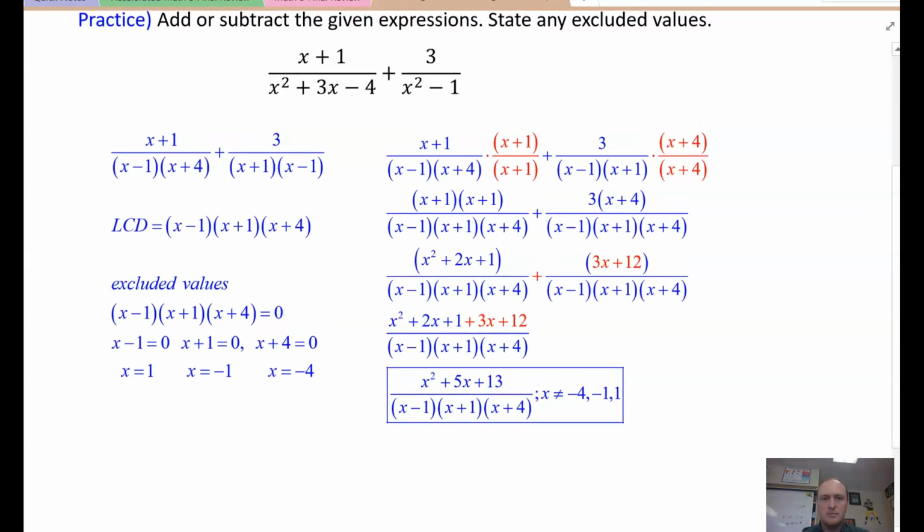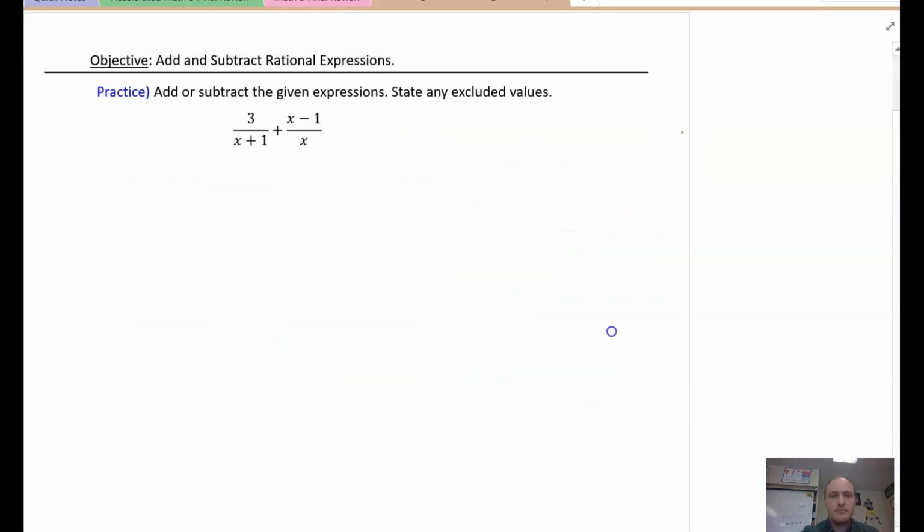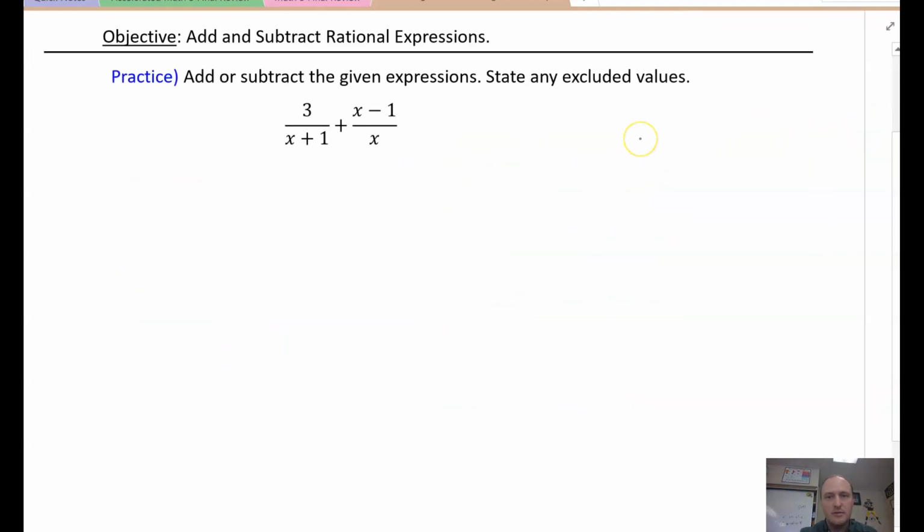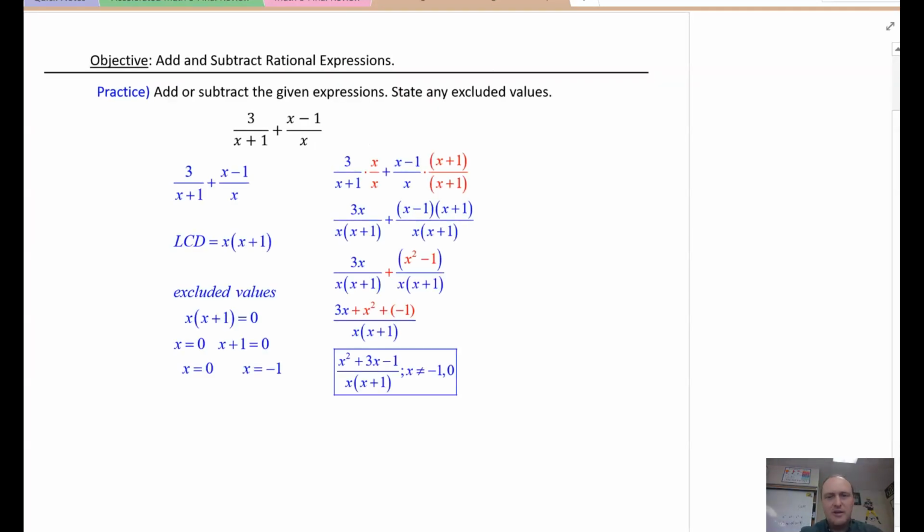Okay. Not too bad. Up here you had difference of squares. And then next practice problem. Okay, so again, please pause the video now. Okay, hopefully you paused it and tried it. And here is the solution.